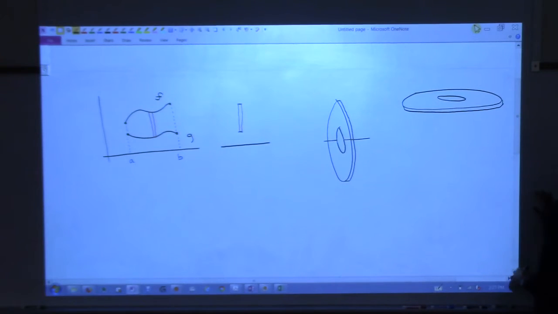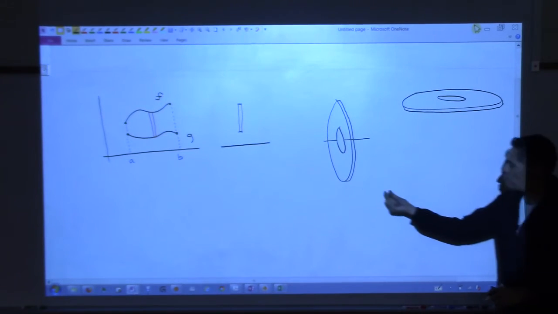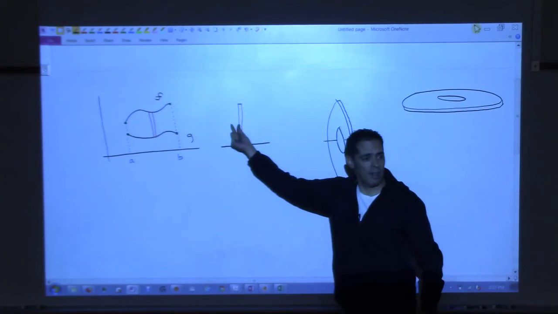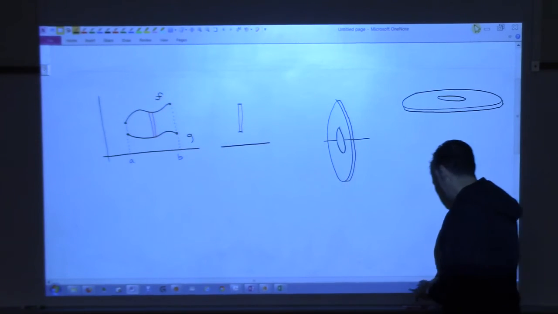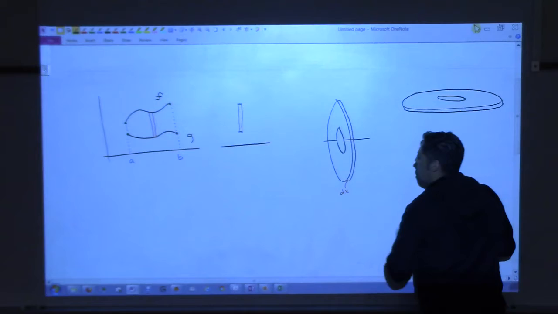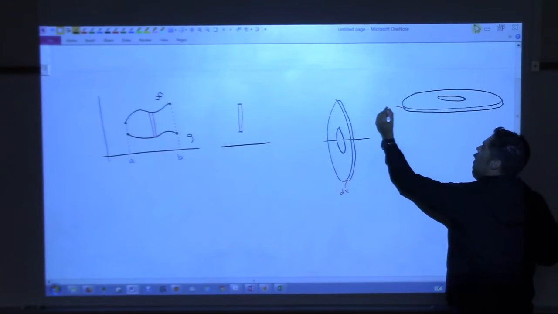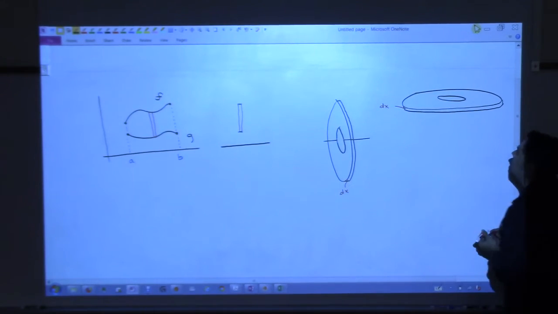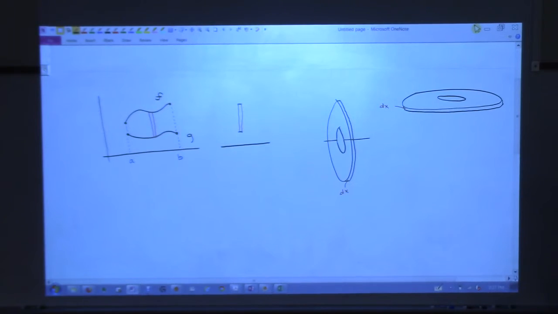My washer has some thickness to it, right? How thick is that washer? How thick is this washer? dx, right? That's a dx. So I know this width right here is dx. And so that right there is dx. Well, it still may be a little bit hard to visualize.